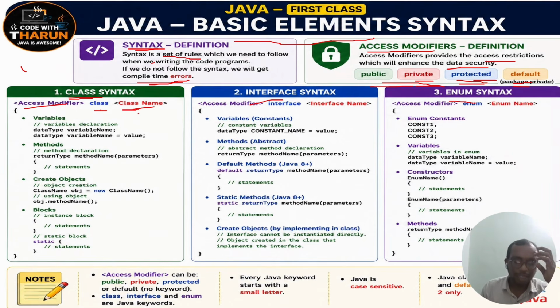All of you may be raising the question: he is telling the syntax of class, but he has not explained what a class is. I hope all of you have this question in mind. Now I am coming to the definition of the class. The simple definition: a class is a blueprint.